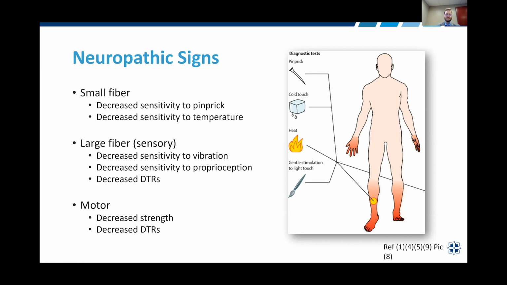Those testing changes in muscle length and stretch receptors, muscle spindles, and decreased deep tendon reflexes, which can be either a sensory or motor phenomenon or both. And as you can see here, the examination really focuses on the distal extremities and a lot of the sensory modalities. I don't hold fire up to the patient, nor do I have an ice cube, but generally the idea is similar.